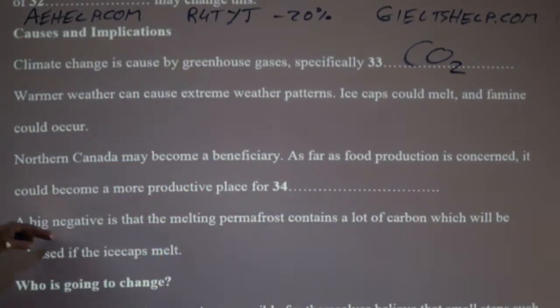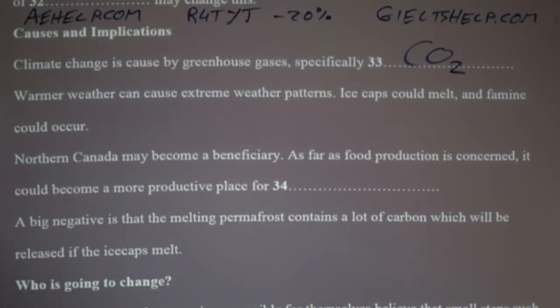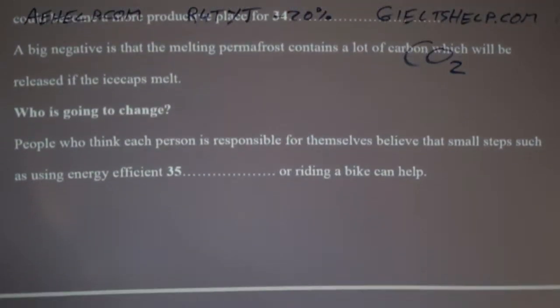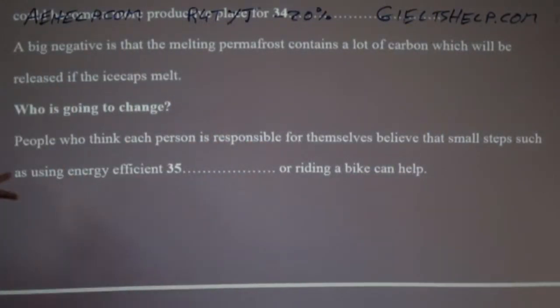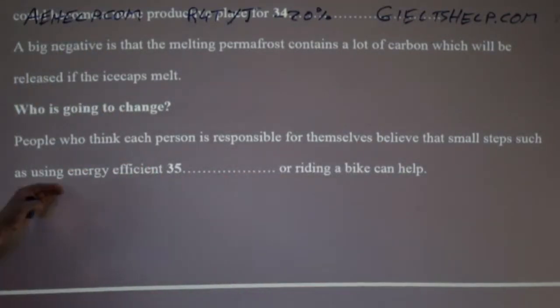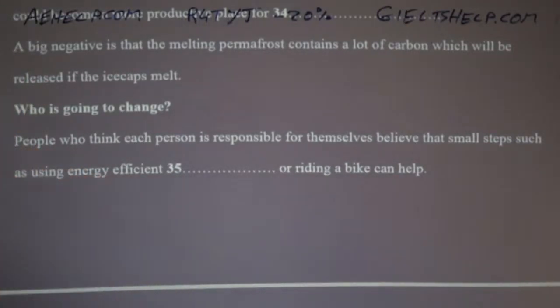Okay, a big negative is that the melting permafrost contains a lot of carbon which will be released if the ice caps melt. Who is going to change? People who think each person is responsible for themselves believe that small steps such as using energy efficient what? I'm sure Russia will become a lot more productive as well. It already is. Yeah, absolutely. Anmal says number 35 should be light bulbs. Yeah, definitely. Light bulbs.